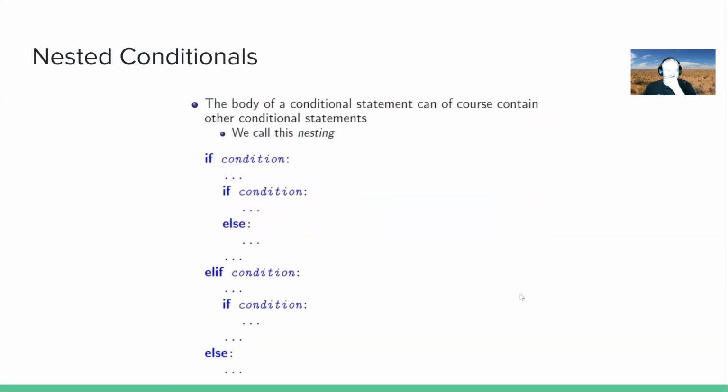All right, nested conditionals. The body of a conditional statement can, of course, contain other conditional statements. We've done this already, and that's something called nesting. In this case, this if condition is nested within this other if, and of course this can be as complicated as you want. You can have an if within an if within an if with an else if and then an else, and then an if one indent less, and so on and so forth. You can nest and build really complicated conditional statements if you want.